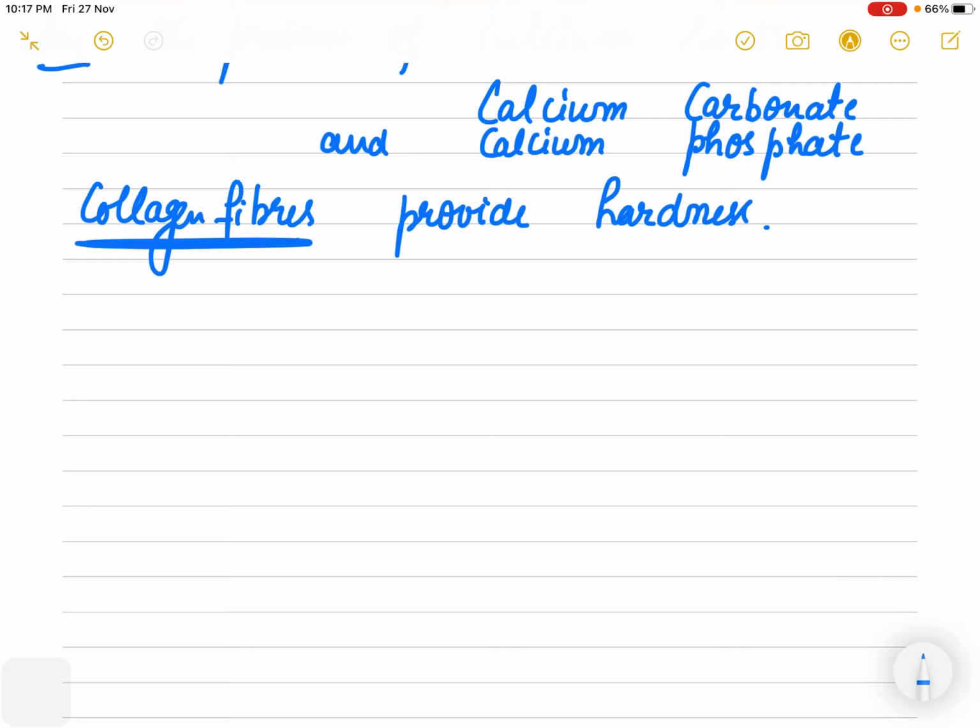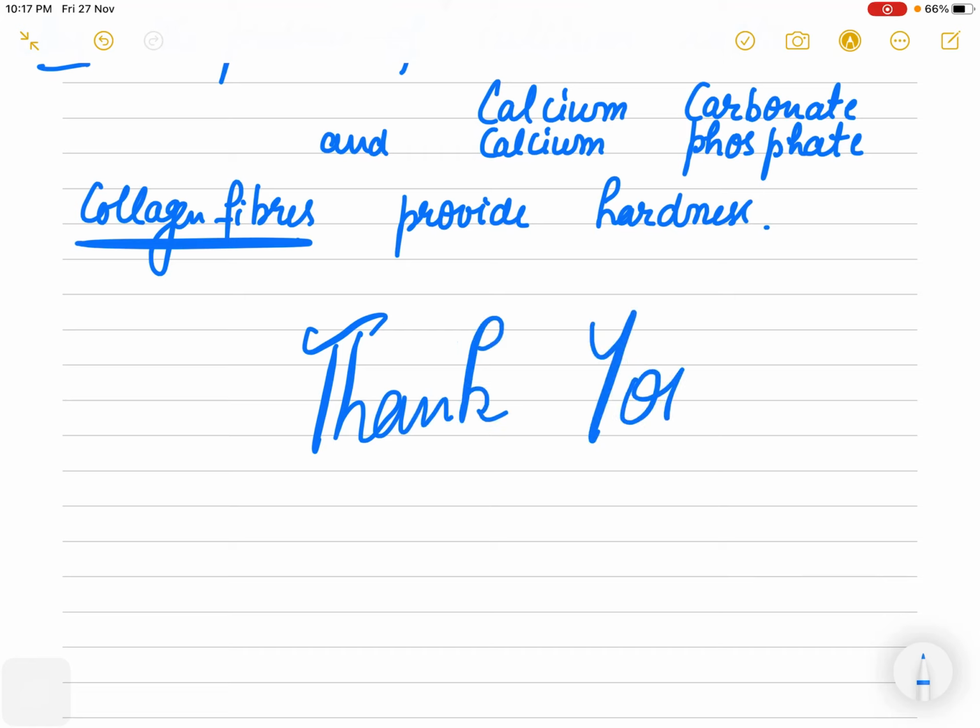If sometime the question comes the other way, where is the irregular connective tissue present in our body? Always mention that it is under the skin. So this is about our chapter that is called structural organization in animals.